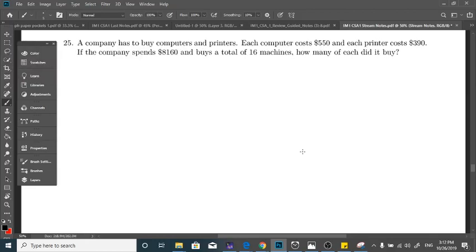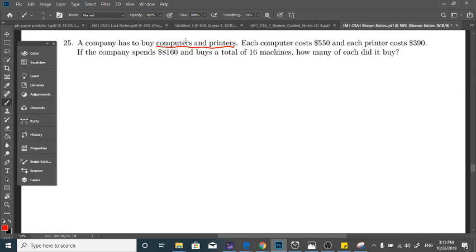Now we can process it again in a little bit of a better light. So, a company has to buy computers and printers. So you want to annotate stuff. You want to underline computers and printers. So these are two different things.